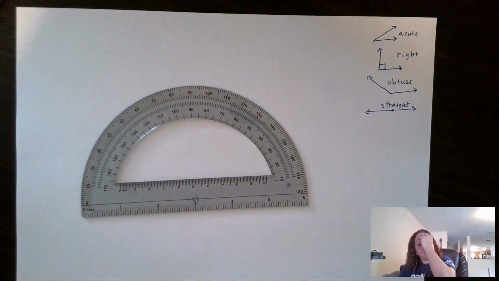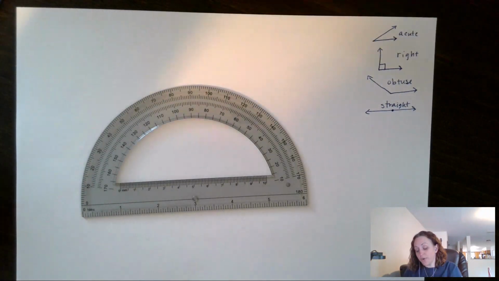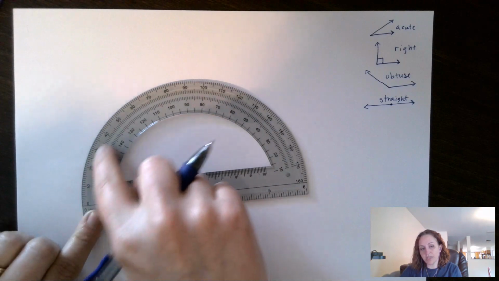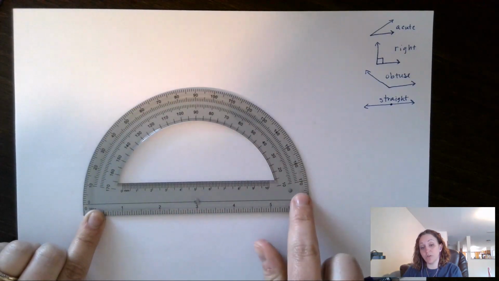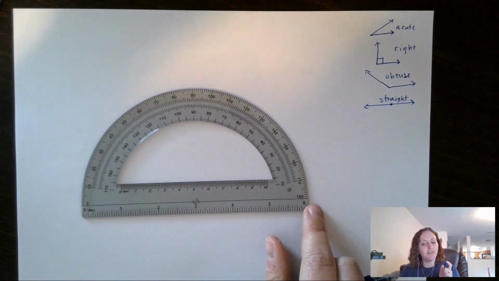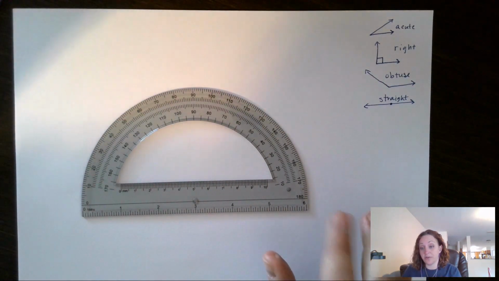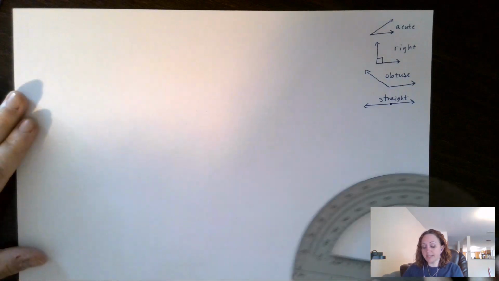When it comes to measuring angles, you'll notice there are numbers on the inside of the protractor and numbers on the outside of the protractor. This is the tricky part. You have to know which set of numbers to read. You may be thinking, well, Mrs. Long, I don't know how to know which set of numbers to read. Well, let's look at an example of an angle.